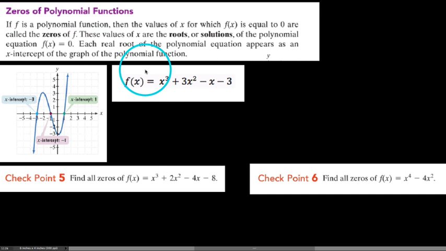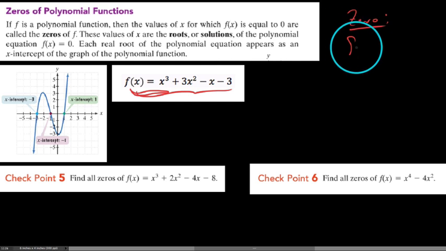so maybe this is our f of x right here. This is our polynomial function f of x right here. Then we say that it's possible that it has zeros. We say the values of x for which f of x is equal to 0 are called the zeros of the function f. So in other words, the definition of a zero is this right here. It's all x values that cause this to be true. In other words, when I plug this in, I get that.